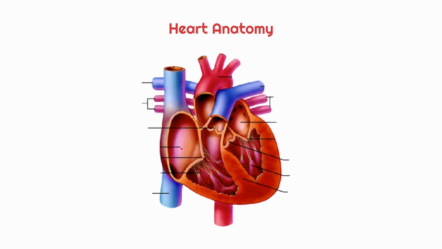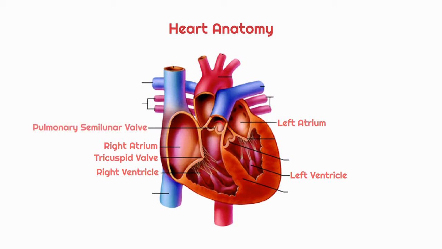The heart has 4 chambers: the right atrium, the right ventricle, the left atrium, and the left ventricle. There are 4 valves that separate the chambers and the blood vessels of the heart. They are the tricuspid or right atrioventricular valve, the pulmonary semilunar valve, the mitral or left atrioventricular valve, and the aortic semilunar valve. The intraventricular septum separates the 2 ventricles of the heart.